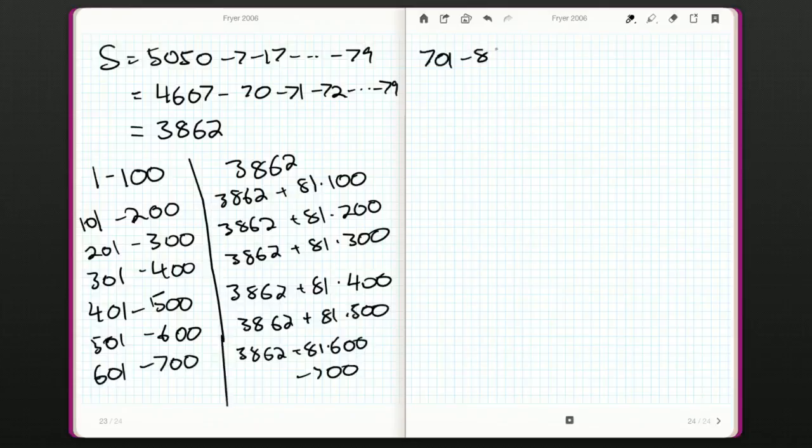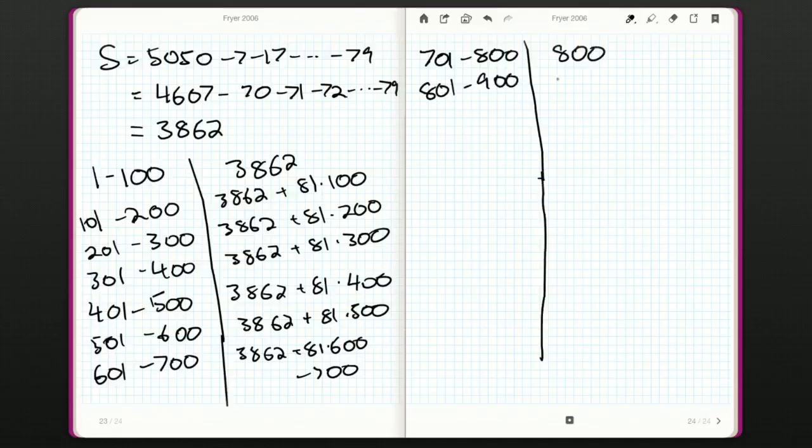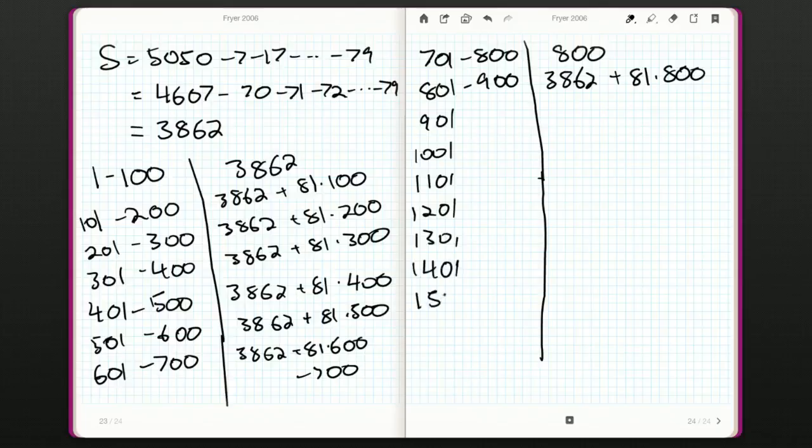Okay, 701 to 800. Well, we wouldn't add up any of these except 800 by himself. Okay. 801 to 900. 3862 plus 81 times 800. 901, 1001, 1101, 1201, 1301. I just want to see if I have to be on the next page again. 1601, 1701. Yep, I'm going to have to go on to the next page.